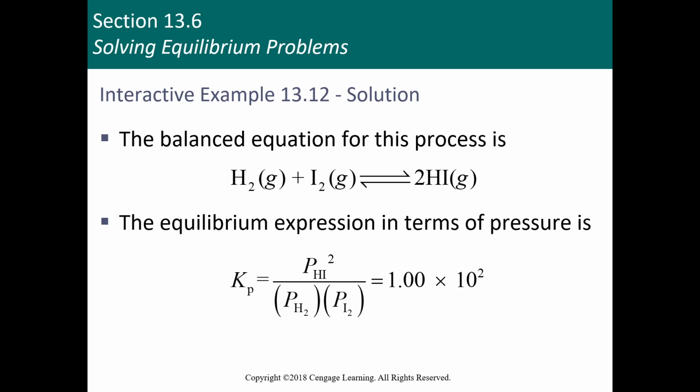So we then will make our equilibrium expression. Again, products over reactants, each raised to its coefficient. All right, we've been given this value, so we go ahead and plug that value in right there. That is the Kp right there.